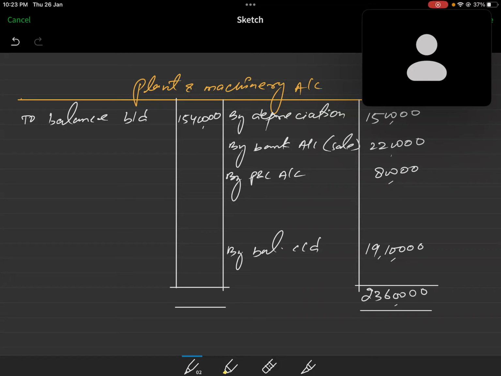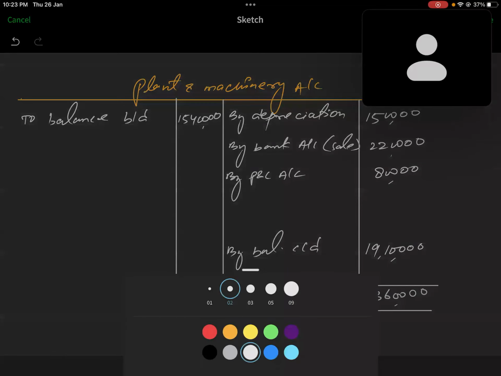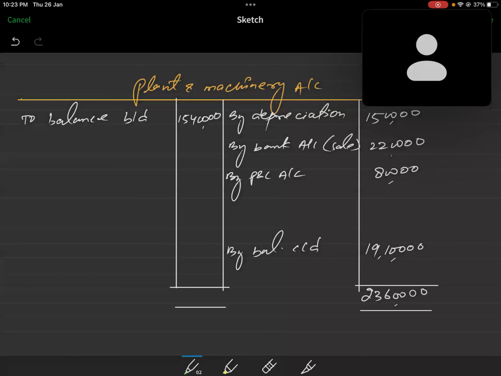Out of which we'll subtract 15,40,000. So you will see that there is a difference arising, and on account of that difference, the balancing figure we will determine. The balancing figure will be 8,20,000. This balancing figure indicates the amount of purchase of plant and machinery during the year. That is what we wanted in order to prepare the cash flow from investing activity.